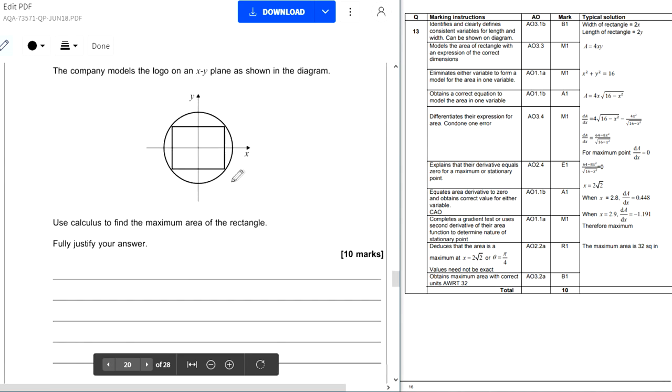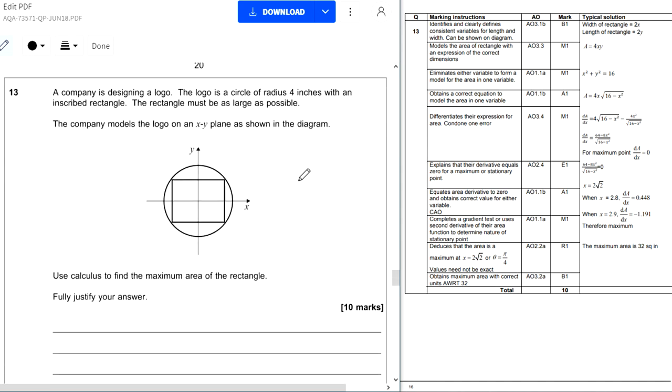Next question. Company design and logo. The logo is a circle of radius 4 inches with an inscribed rectangle. The rectangle must be as large as possible. Large as possible. That instantly makes me think differentiation, because differentiation is used to find minima and maxima.